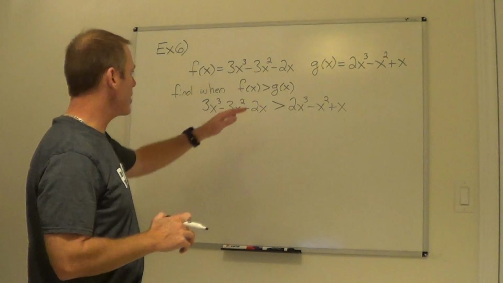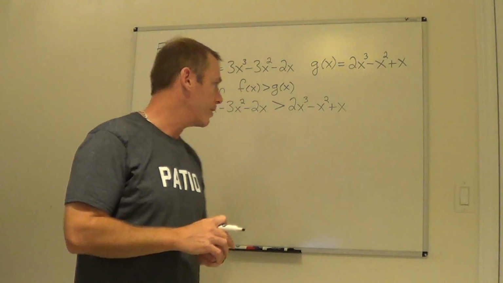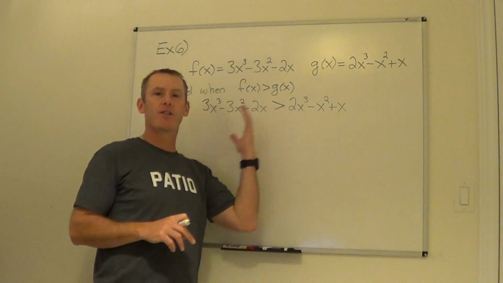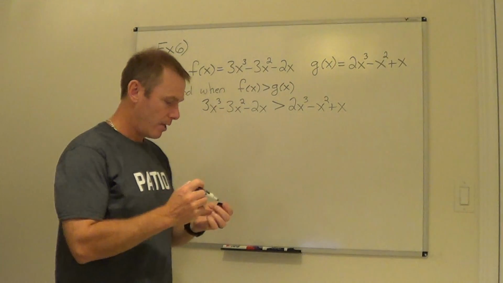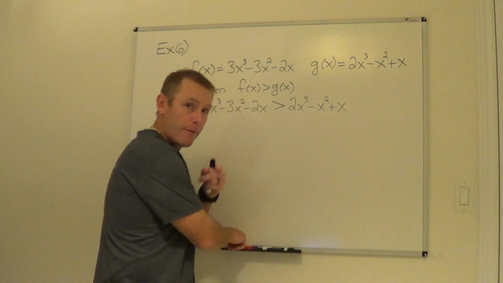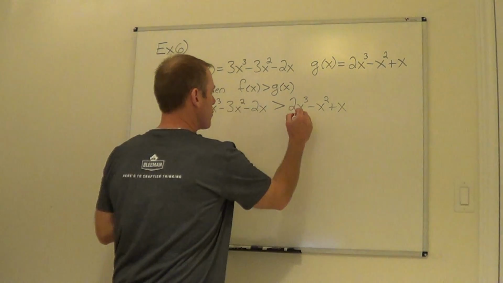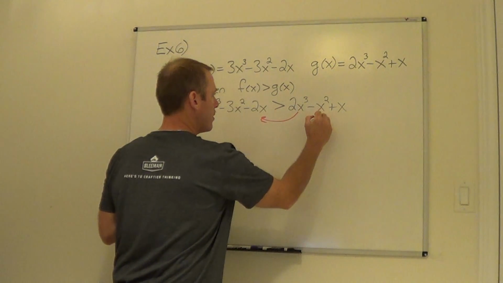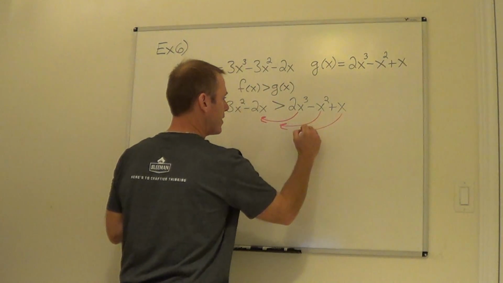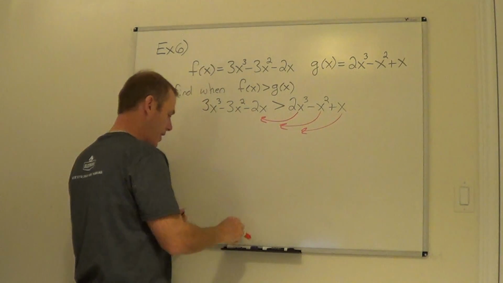Well, the whole idea of solving an inequality, the first thing we have to do is get a 0 on one side of the inequality. Alright, that's even before we're going to do long division. And so I'm going to move this 2x cubed over, the negative x squared over, and the x over so that there is nothing on the right hand side.